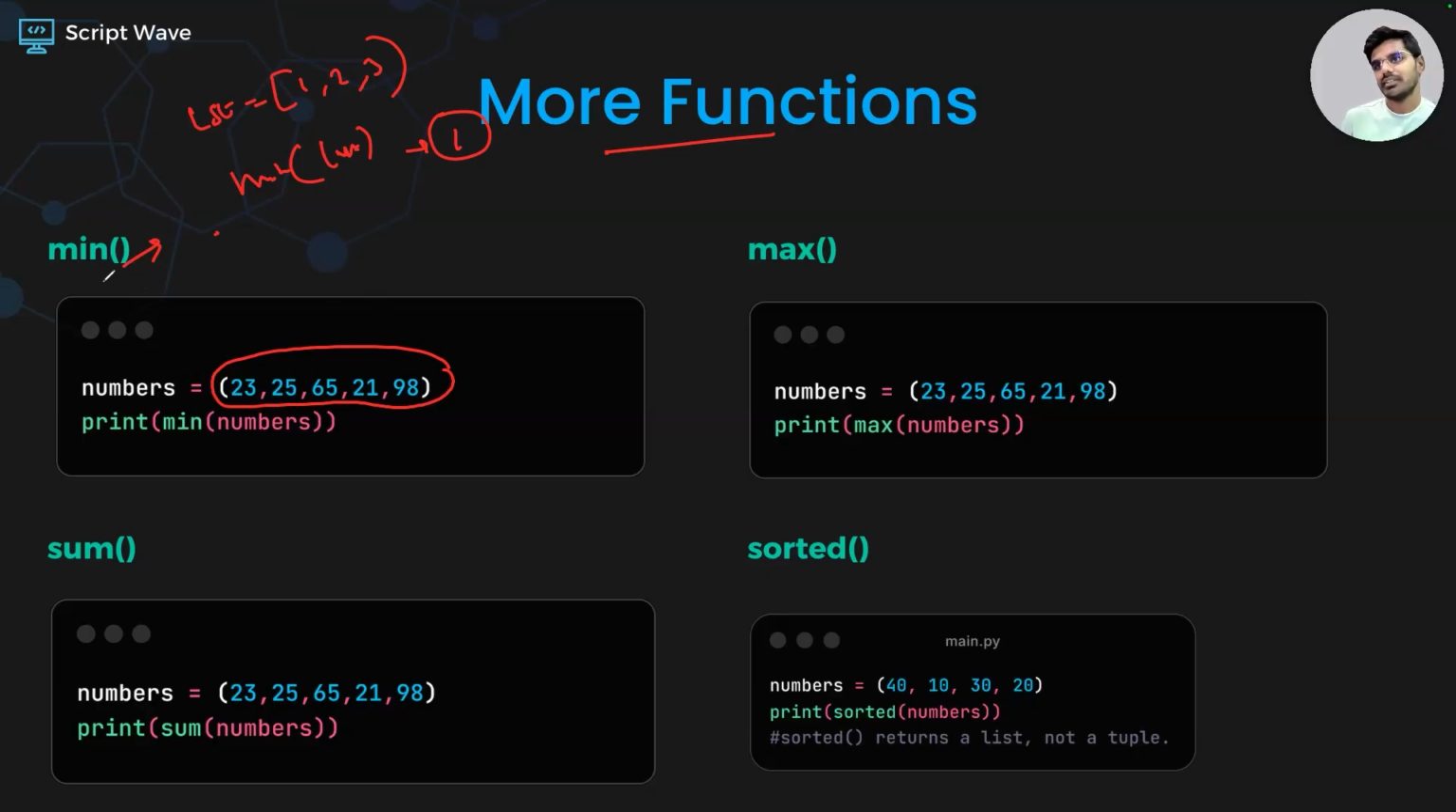But I haven't discussed it in list because there won't be anything in tuple left to discuss once we complete everything in list. Then we have max to give the maximum value. Then we have sum, which gives the sum of the values.